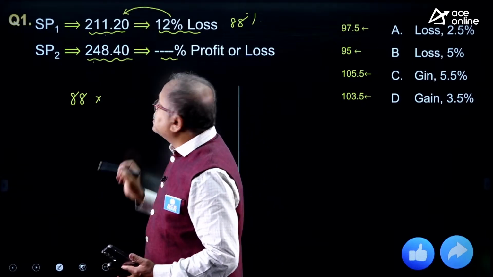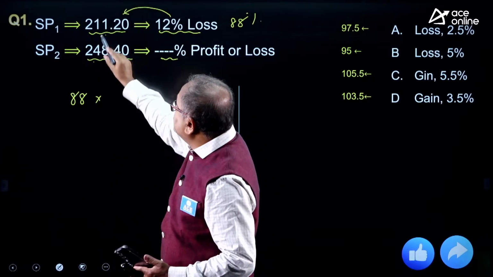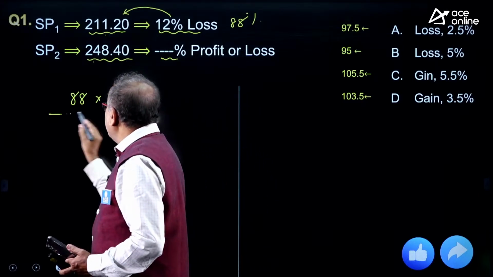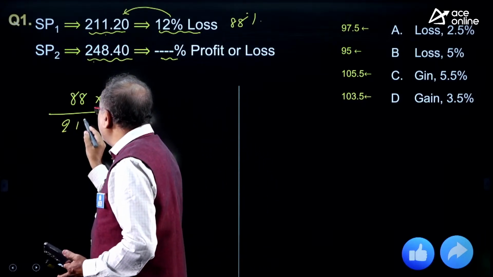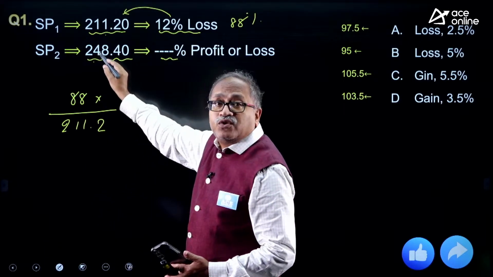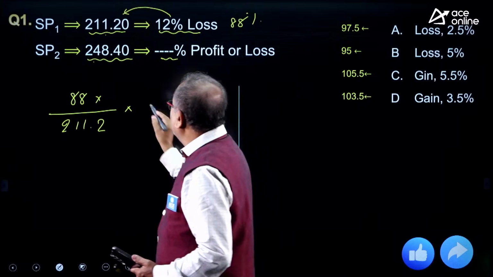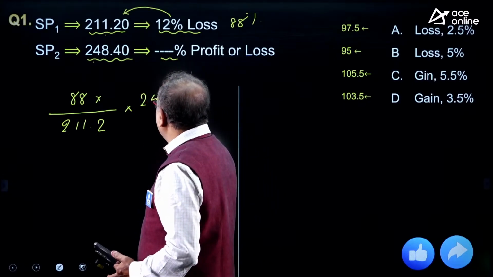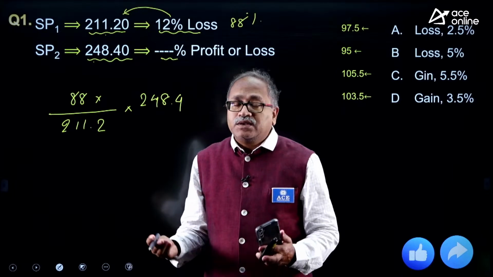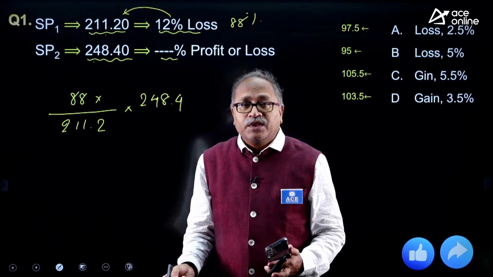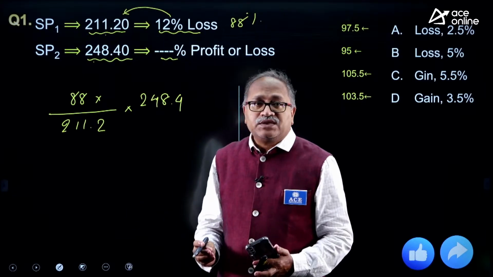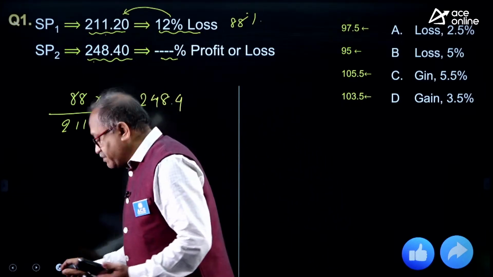So, let us write down this one: 88 into, 88 represents what percentage? Percentage represents what amount? That is 211.2. So, divided by 211.2, and I require the percentage for 248.4. So, 248.4, that is all, and this is the best method to answer the question. I will tell you the alternate method. You have some cancellation and all. So, we will discuss the alternate method, but let me complete this one.